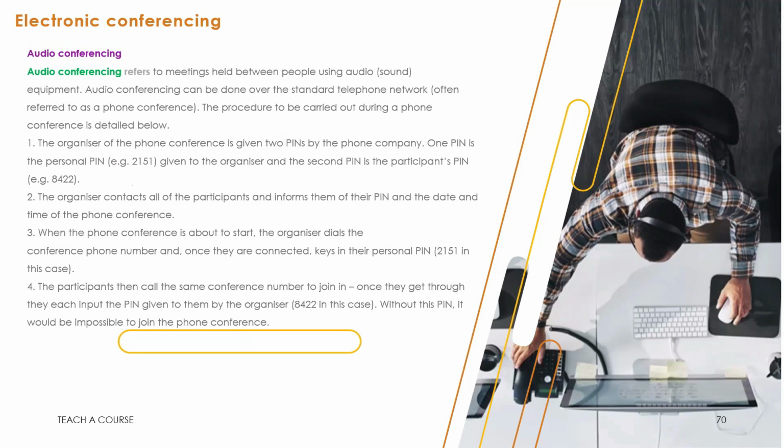When the phone conference is about to start, the organizer dials the conference phone number, and once connected, the participants then call the same conference number to join in. Once they get through, they each input the PIN given to them by the organizer. Without the PIN, it would be impossible to join the phone conference. So that's how that works. Pretty straightforward.